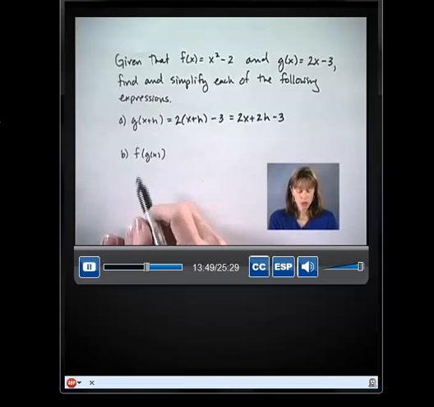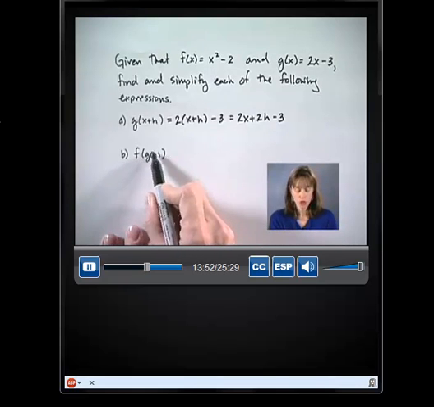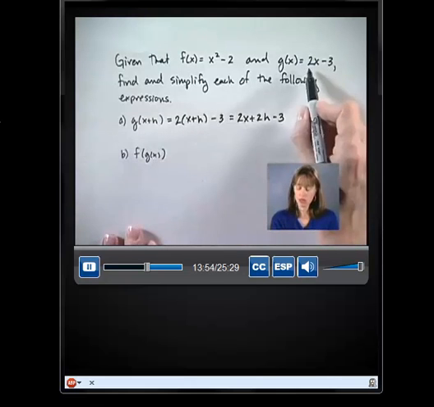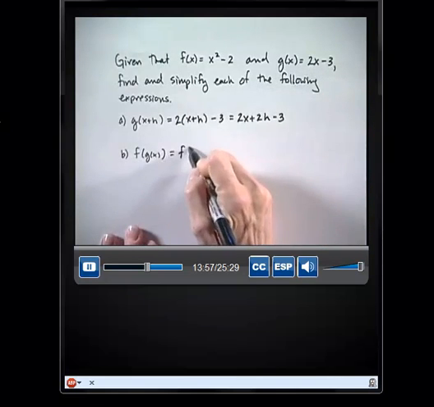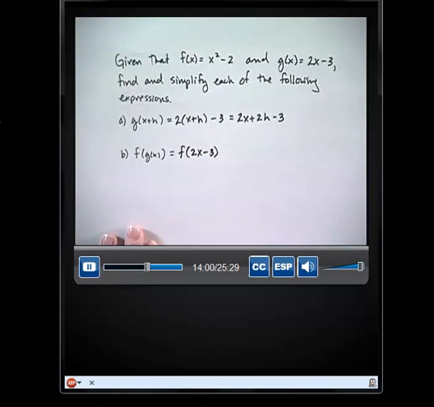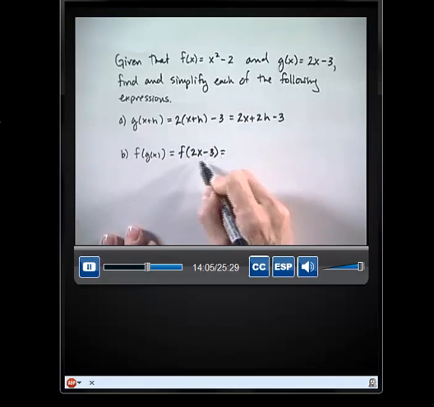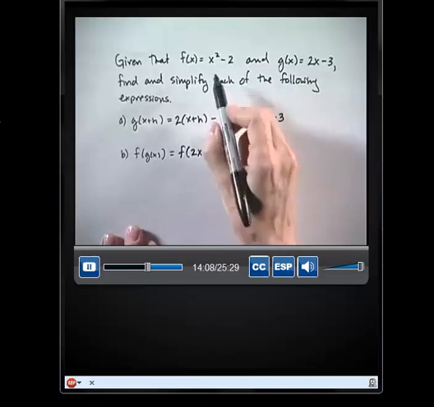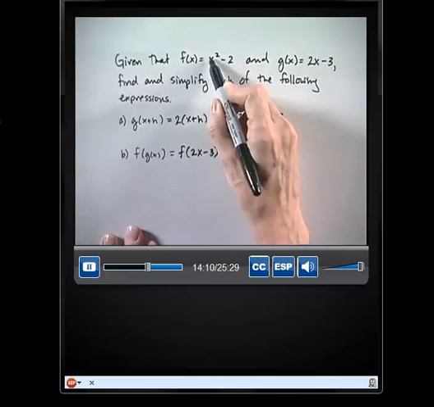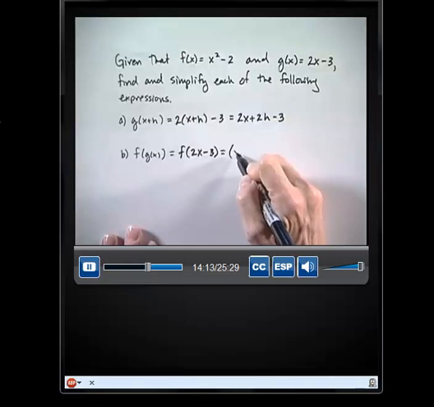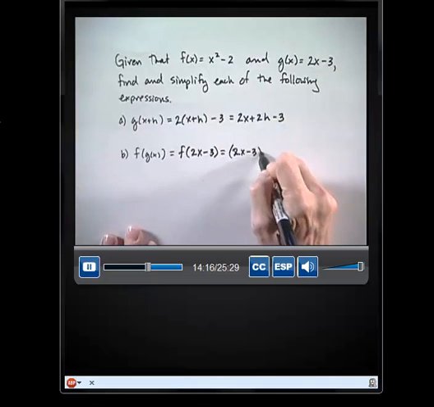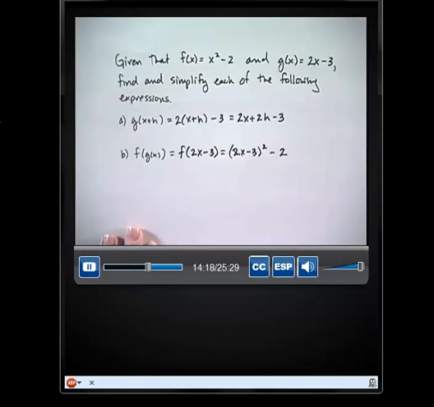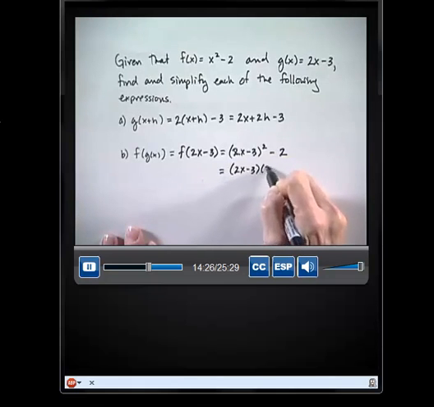Secondly, I want to use function notation and find f of g of x. Well, g of x is the function 2x minus 3, so this means find f of the quantity 2x minus 3. So everywhere there is an x in the function f, put the quantity 2x minus 3. Well, here's function f. For this x, put 2x minus 3 to get 2x minus 3 squared minus 2. Well, we should simplify by squaring 2x minus 3, which means to multiply it by itself.